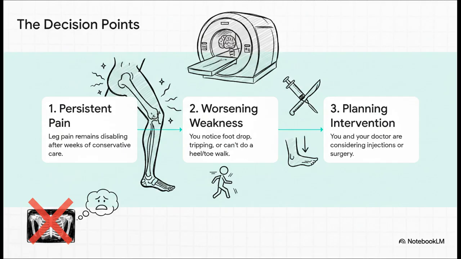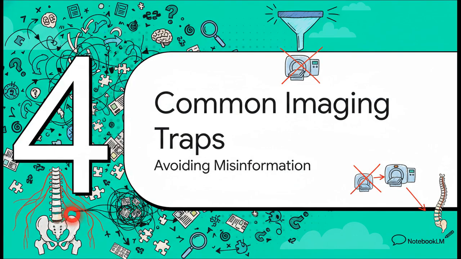1. Your leg pain is still disabling you after weeks of trying other things, like physical therapy. 2. You're noticing real worsening weakness, like your foot is dropping or you're tripping more. Or 3. You and your doctor are actively talking about an intervention. If you're not at one of these points yet, an early MRI might just give you more anxiety instead of more clarity. Okay, next up, let's talk about the common traps people fall into.